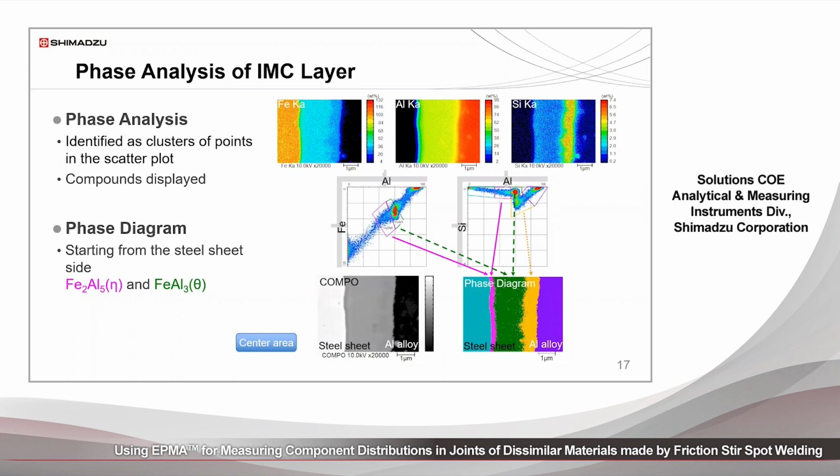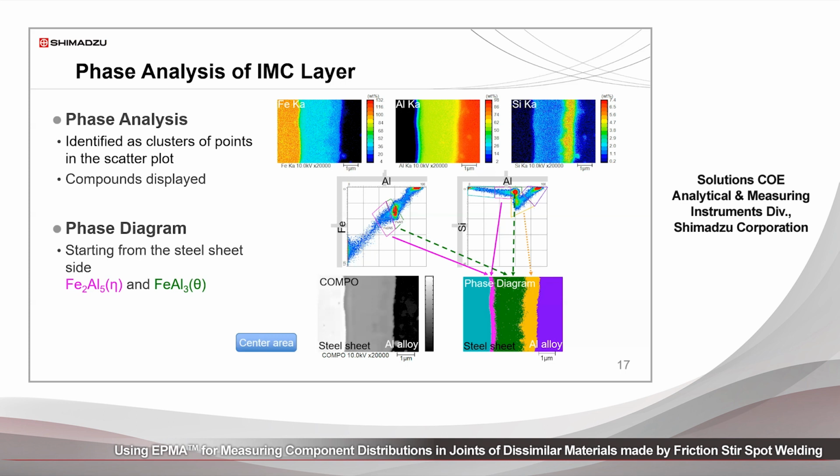Phase analysis of the IMC layer. From the WDS maps of iron, aluminum, and silicon within the IMC layer, 2-dimensional scatter plots were made. One of them was where aluminum is on the x-axis and iron is on the y-axis, while the other is where aluminum is on the x-axis and silicon is on the y-axis. Filters were applied to identify compounds and where they were present with respect to the depth of the IMC layer.